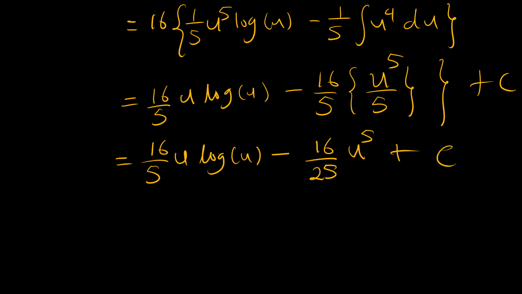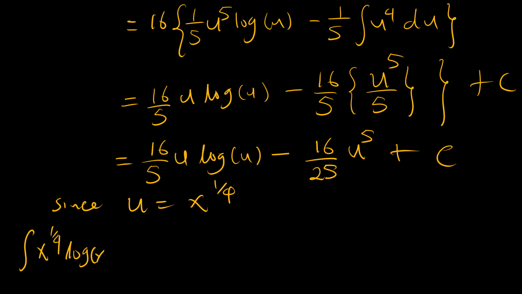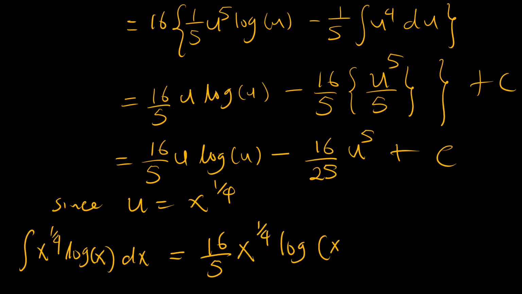But since we said u is equal to x to the power 1 over 4, the integral of x to the power 1 over 4 natural logarithm of x dx is equal to 16 over 5 x to the power 5 over 4 natural logarithm of x to the power 1 over 4 minus 16 over 25 x to the power 5 over 4 plus c.